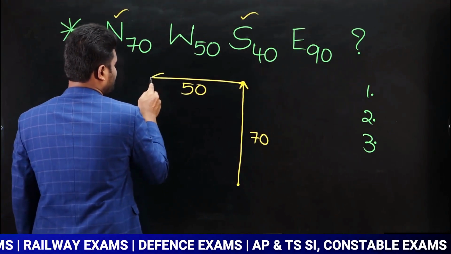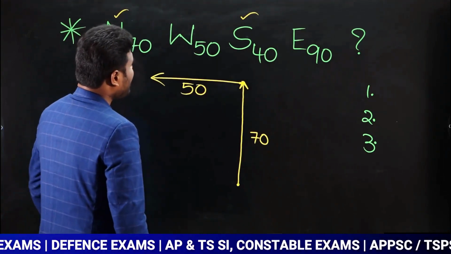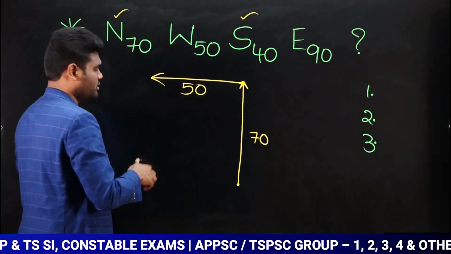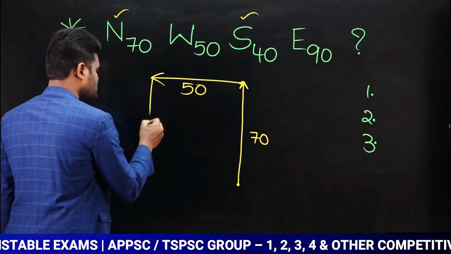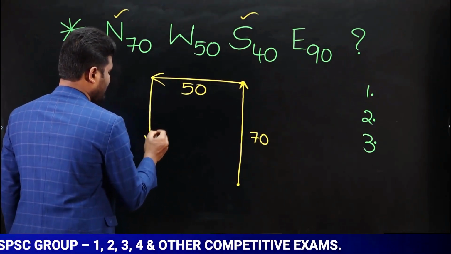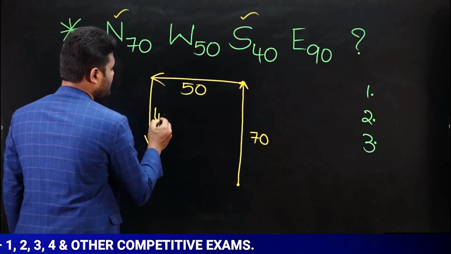Okay, west 50 meters. Next what happened? He traveled towards south 40 meters. South is nothing but towards down. So he traveled towards south. How much? He traveled towards south 40 meters.